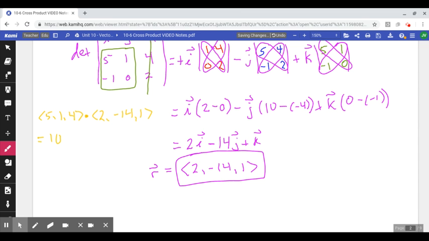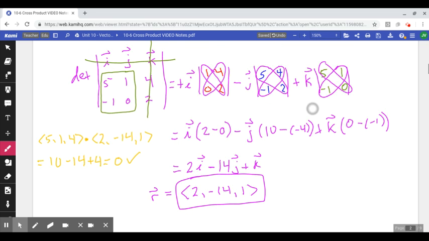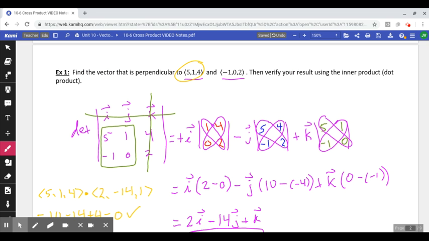1 times -14 is -14. And 4 times 1, multiplying the z's, is 4. 10 minus 14 plus 4 is 0. So that's good for us. That means that our new vector r is at least perpendicular with this first guy right here.